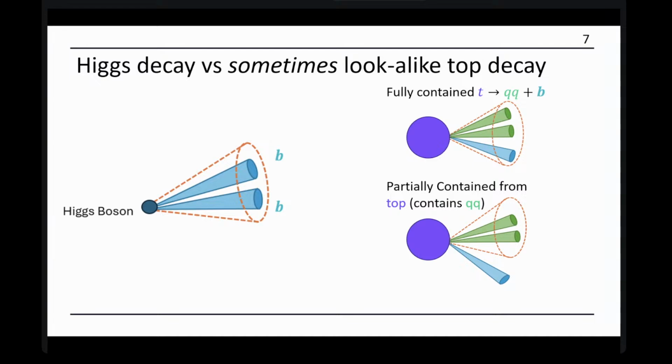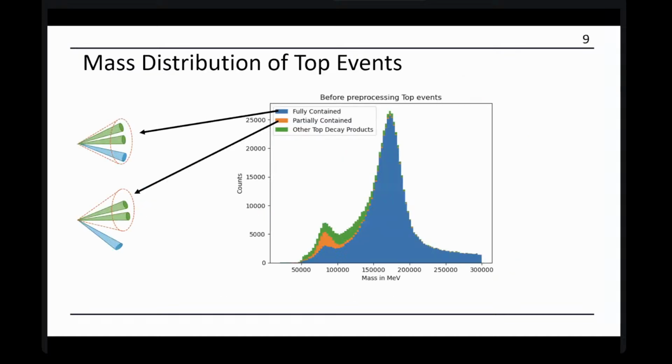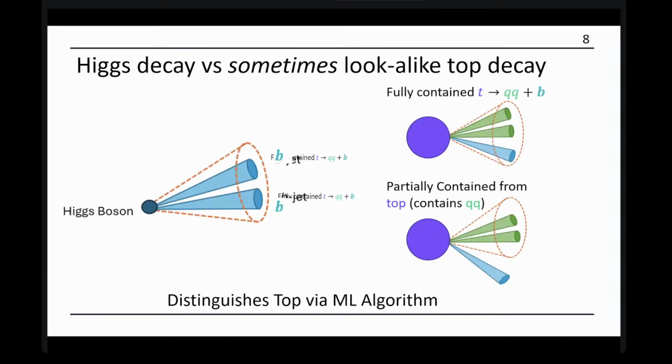So how do we actually distinguish these things? Well, the thing I'm looking at here is an ML algorithm. The top quark background is actually distinguished by this ML algorithm. And that's not supposed to look like that, but cool. Alright.